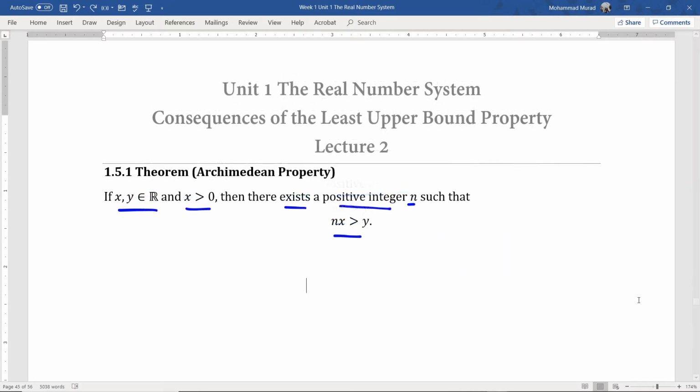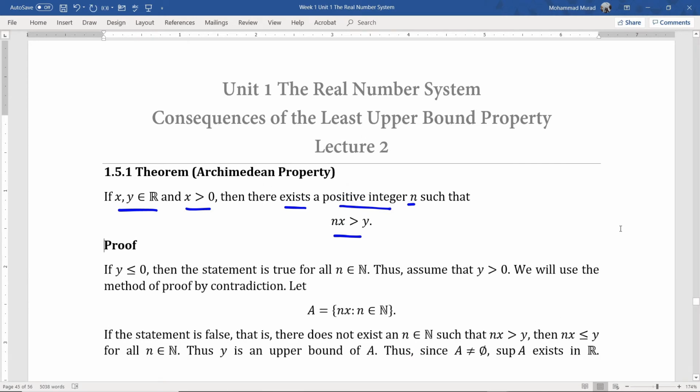Let's see the proof of the theorem. If y is negative or 0, then the statement is true for all n. Because in that case, the right-hand side is 0 or negative, and since x is a positive quantity, the left-hand side is positive. Thus, we assume that y is positive.